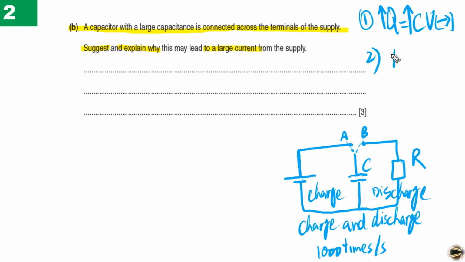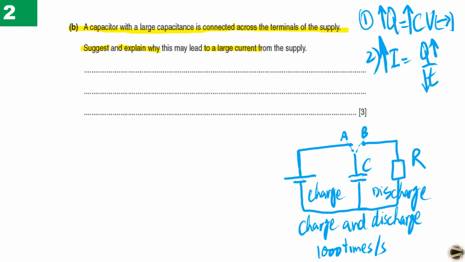Next thing what we need to understand is the relationship between I, Q and t. If the Q is large, it means I will be large. If time is short, I will be even larger. So this is what we need to understand. If we understand these points, we write these 3 points, we will get full marks.